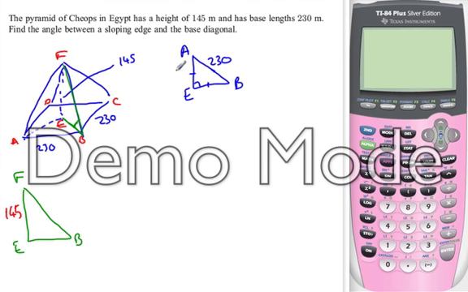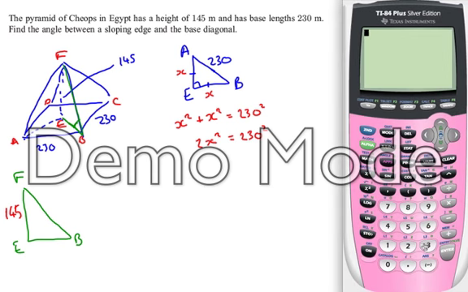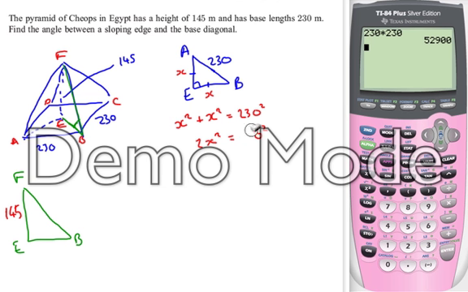Right, so let's call that x, and say that x squared add x squared equals 230 squared. 2x squared equals 230 squared. Let's do that. 230 times 230, and yeah, let's put that in here. Okay, so 2x squared equals 52900.